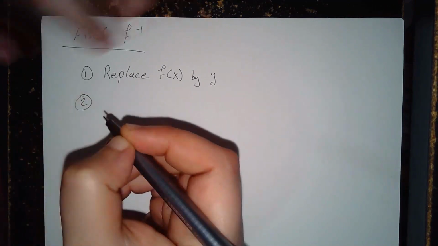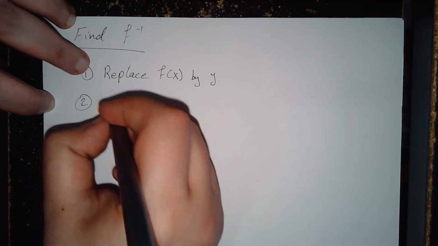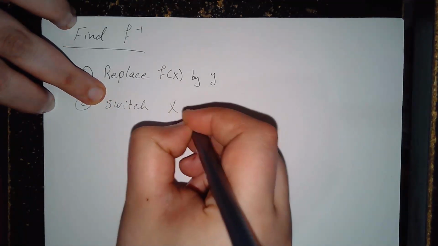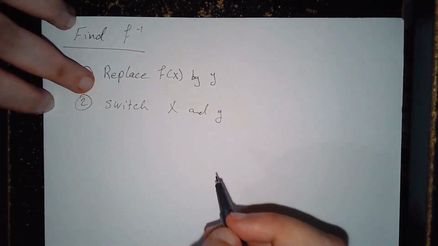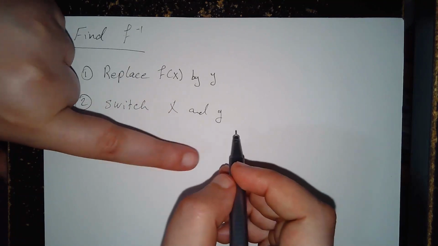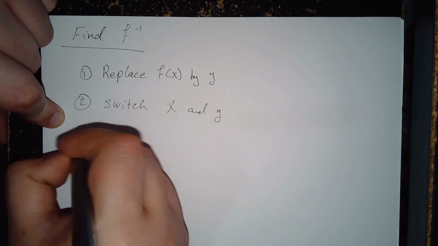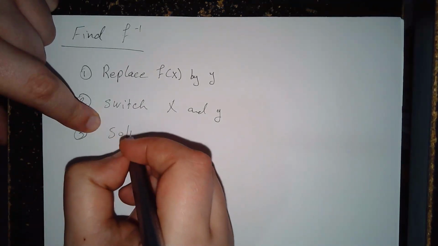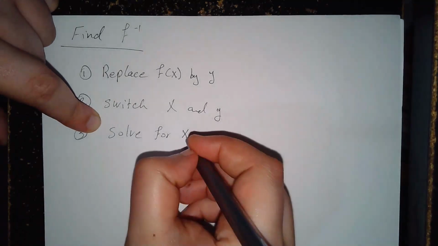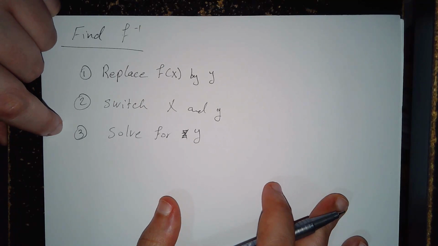Step 2 would be to interchange x and y. So you're going to switch x and y. What I mean by this is that every x you see is going to flip into a y, and every y you see is going to flip into an x. Step number 3, you need to solve for x. Oh, sorry, for y, because we flipped them. You need to solve for y.